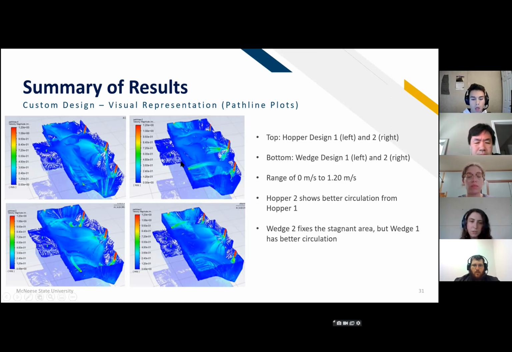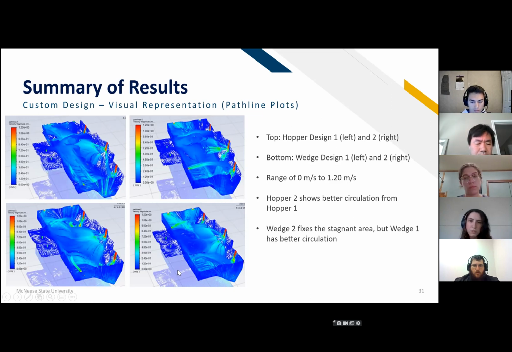And so moving on to the wedge 1 design, which uses the same injection points from the first hopper, you can see that there is definitely an improvement in the circulation from the first hopper. And so going into the second wedge design, the assumption was that because there was a slight improvement from the first hopper design to the second, there would be an improvement from the first wedge to the second. You can see that there is some improvement on the right of the pool in circulation, but there's a large stagnant area in the middle of it, which was not good.